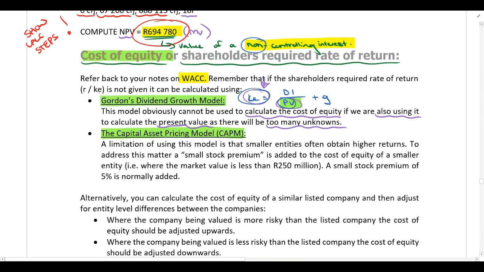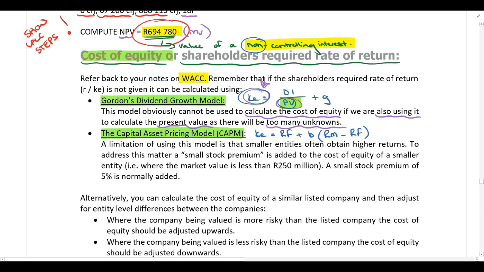However, instead of using Gordon's dividend growth model, we can also use the capital asset pricing model to calculate the cost of equity. And when I use this model, I take my risk-free rate, I add beta, and I multiply by the market premium. And remember, the market premium is just the market rate minus the risk-free rate.